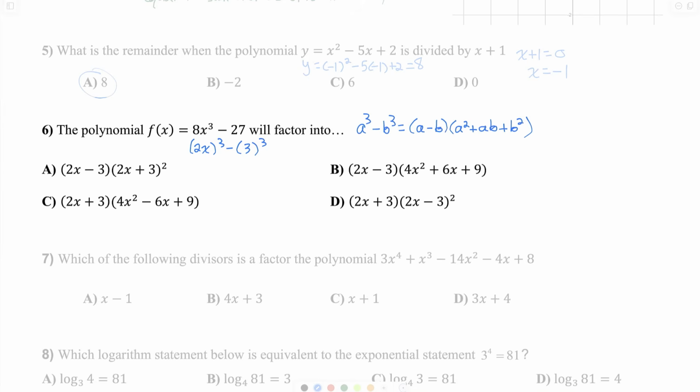And in that formula, just replace a with 2x, so I'll change each of those a's to 2x, and if I replace b with 3, change each of these b's to 3, well, that would lead me to this answer right here, 2x minus 3 times 4x squared plus 6x plus 9. So my answer is B.